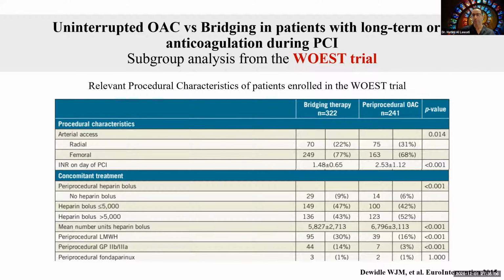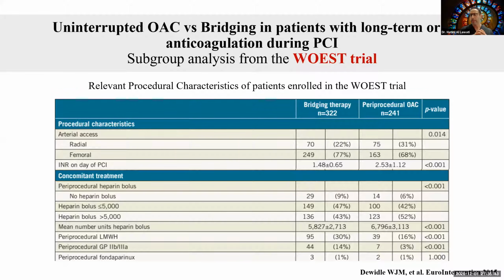Concomitant with that study was a subgroup analysis published from the WOEST trial. Now, to remind our audience, the WOEST trial looked at the safety of single antiplatelet therapy with vitamin K antagonists in patients undergoing PCI compared to triple therapy: aspirin, clopidogrel, and vitamin K antagonists. They looked at bleeding complications and major adverse cardiovascular events, particularly death and stent thrombosis, for a 12-month follow-up period after the PCI procedure.